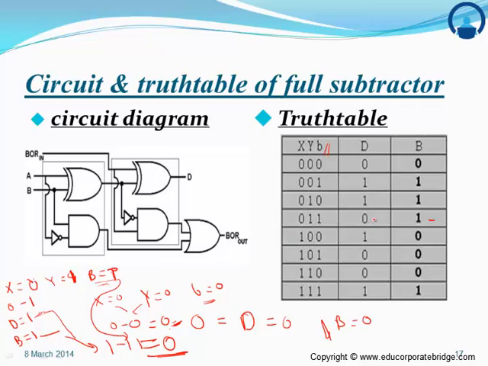That is, the final difference is 0. So this is the working of the full subtractor.